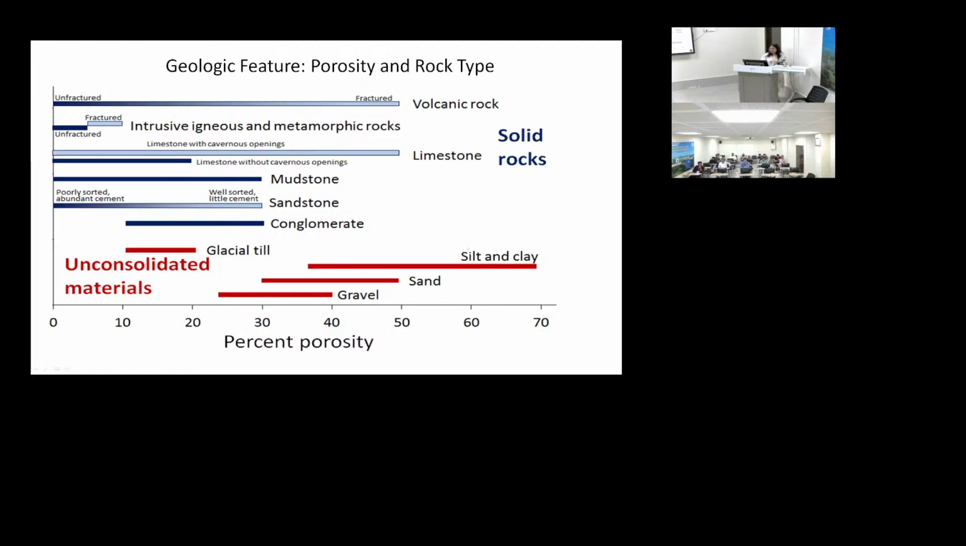On the other hand, if it is an unconsolidated formation, for example silt and clay, sand and gravel, which we see in the valley areas, their porosity is very high, up to 70% also. So based on the rock type, you can identify the porosity and you can guess in what kind of rock formation you can get a spring.